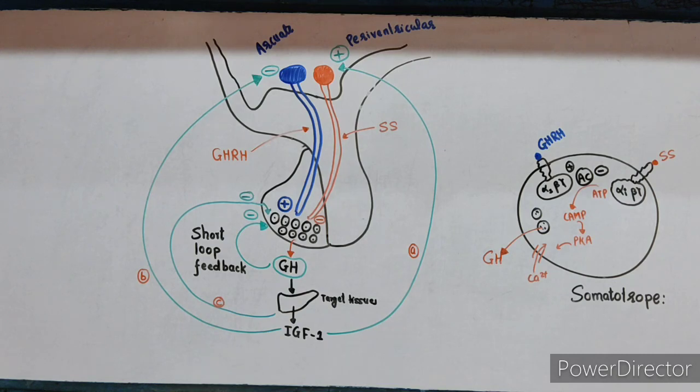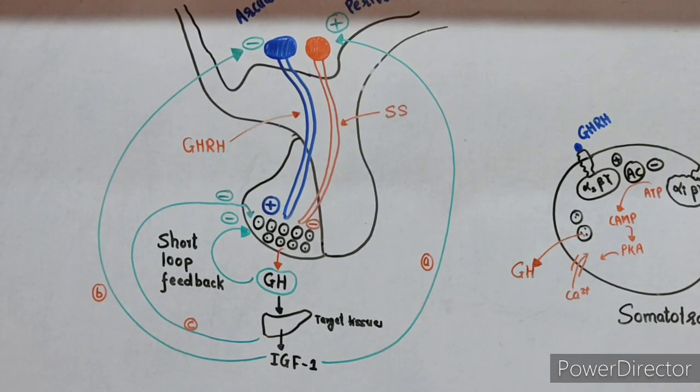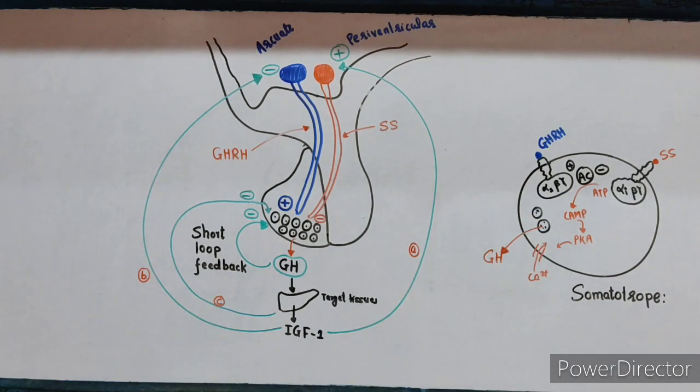secretion. Whereas somatostatin, which is secreted from the nuclei of the periventricular region of the hypothalamus, here shown by the red colored nucleus, inhibits the somatotrophs to decrease the growth hormone secretion.